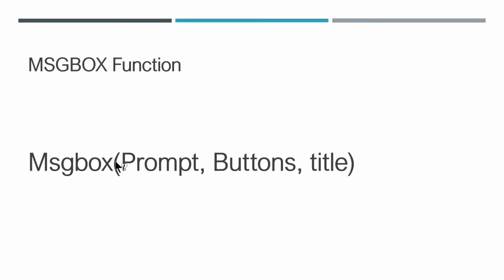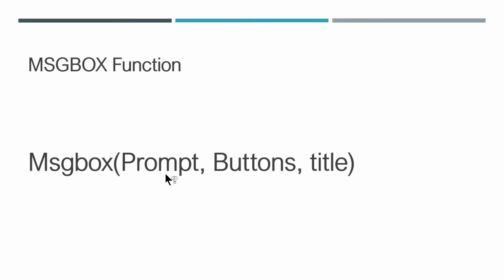This particular function will take three different parameters. One is the prompt, the second is buttons, and the last is title. In brief, we can call the message box a special dialog box, or a pop-up message box, or a pop-up dialog box, which is used to display a piece of information to the user.